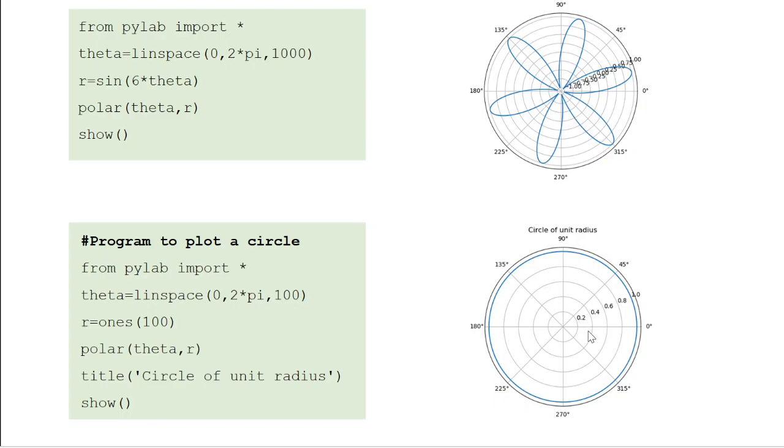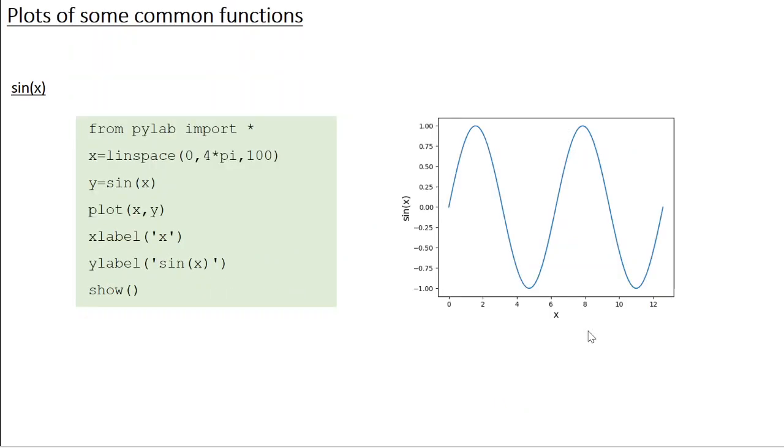So that's a brief description about polar plot, and before winding up, let's see plots of some of the common functions like trigonometric functions, exponential, etc. First, let's plot the sine function. I need to first create an x-axis, and my range is from 0 to 4 pi. You can choose any range. I'm going to divide that into 100 points. So x equal to linspace 0, 4 pi, 100. Y is sine x. Then you plot x and y. I give x label as x, y label as sine x, and when I hit show function, this is the output.